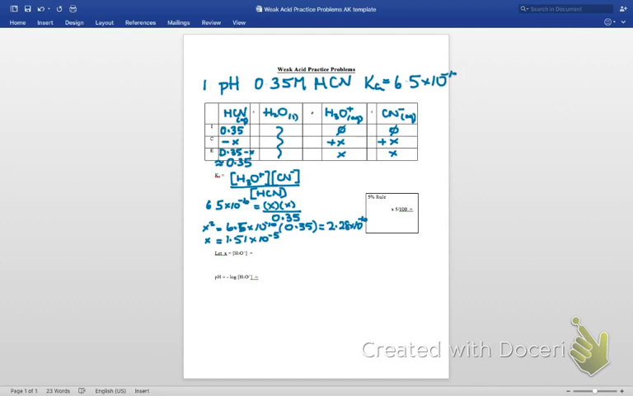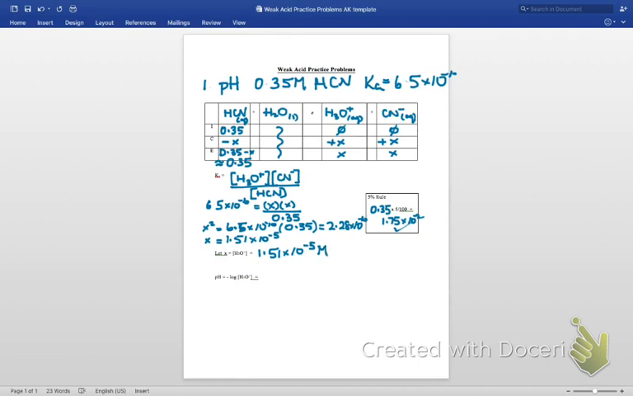At this point, we have to check the 5% rule. So we do that over on the side. 0.35 was our original concentration, so times 5 over 10 for the 5% gives us 1.75 times 10 to the negative 2. The X is much smaller than the 5% value, so that means our 5% rule is okay and we can make the approximation. So, therefore, we can let X be the concentration of the hydronium ion, and that therefore means that concentration is 1.51 times 10 to the minus 5 molar.